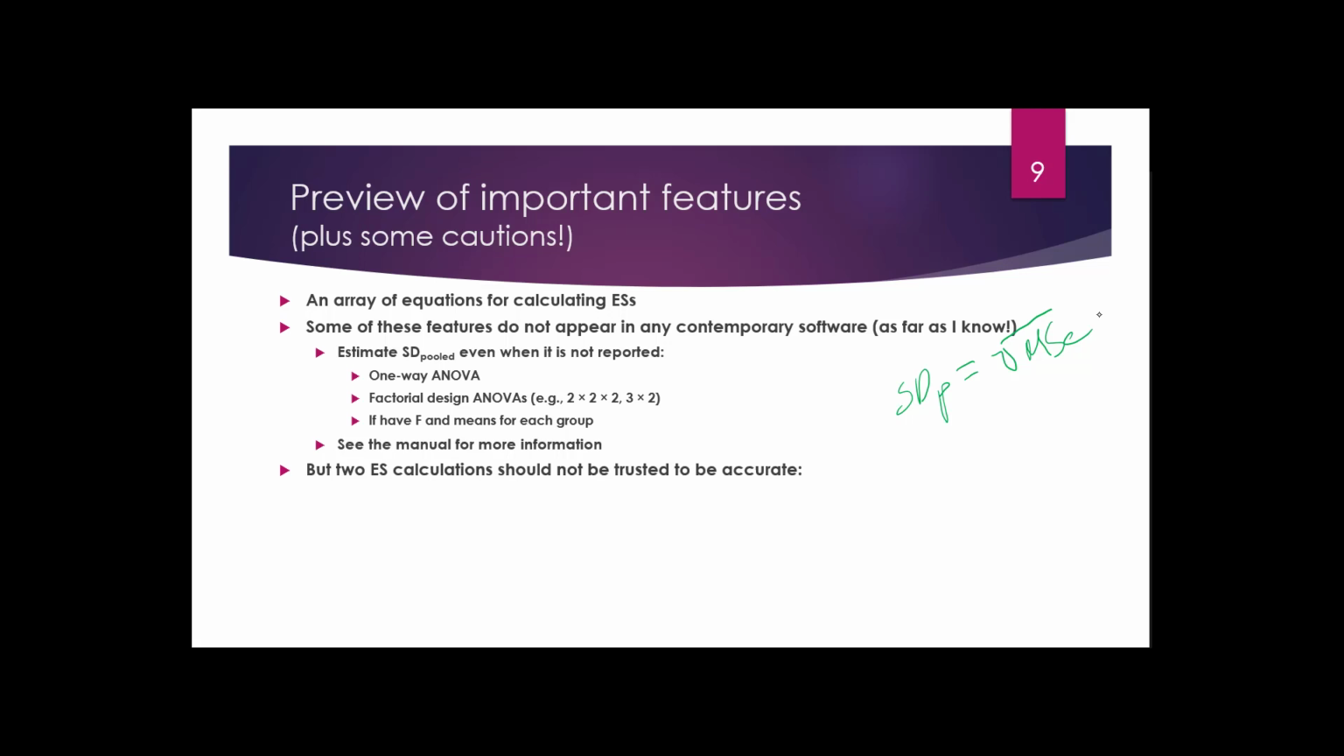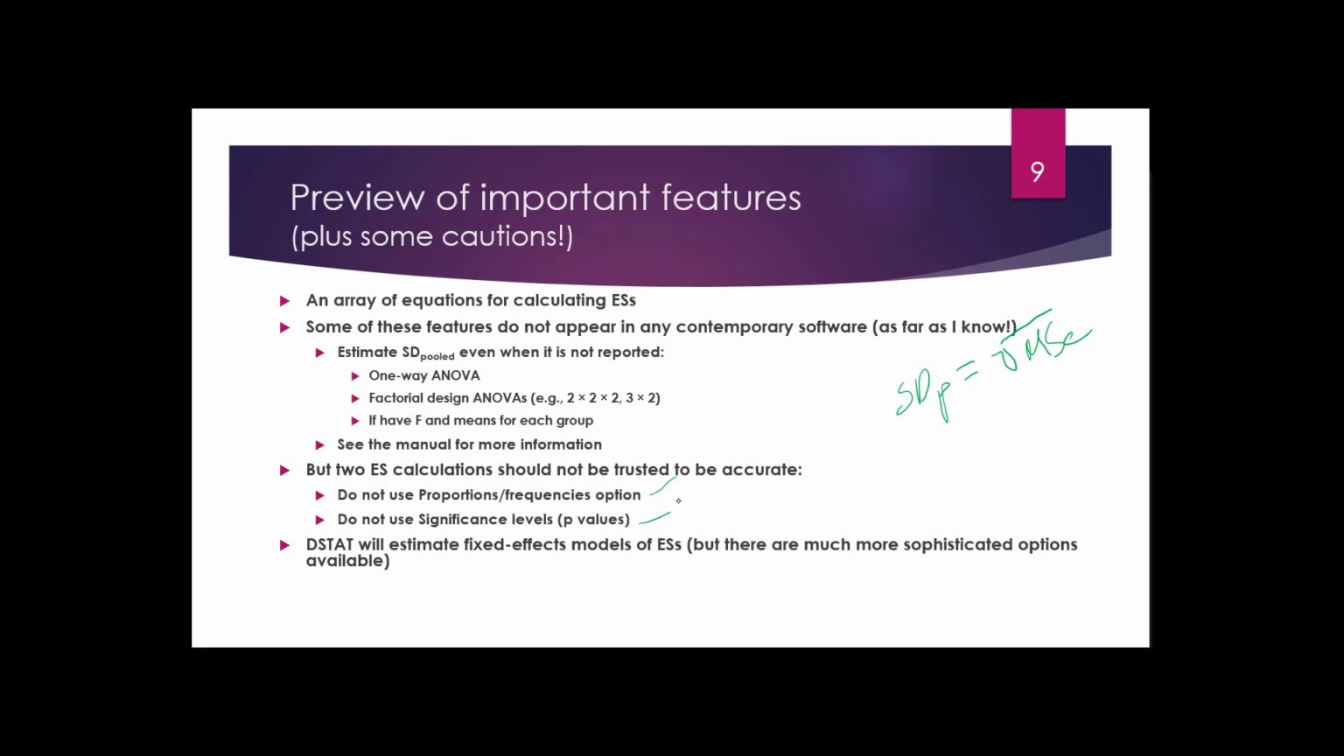Two effect size calculations that are in the software should not be trusted to be accurate. I'd say they're rough. There are known to be better options for estimating effect sizes from proportions and frequencies, and there are known to be better options for using significance levels to convert. And that's something else I'll show you separately. Now, DSTAT will estimate fixed effects models of effect sizes. In fact, it'll do it really quick. But there are many, much more sophisticated options available that I would advocate instead of DSTAT at this point. So don't use those models either.